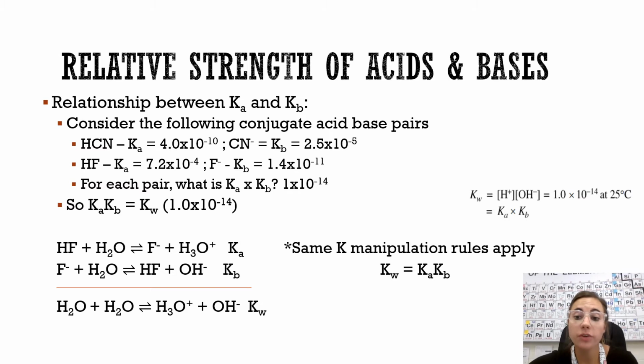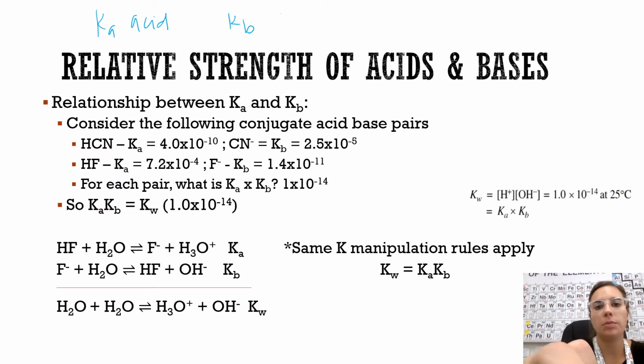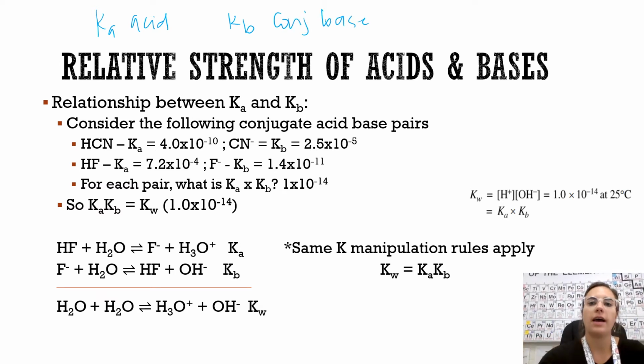All right, so let's look at the relationship between Ka and Kb. Because if I have Ka for an acid, then the Kb would be for its conjugate base. And if I have Kb for a base, then the Ka for its conjugate acid. So let's look at this first example.